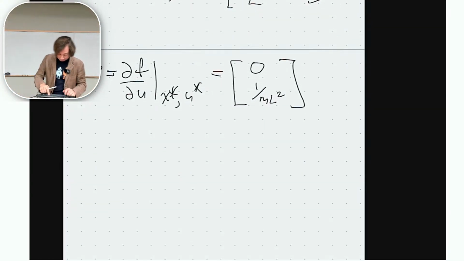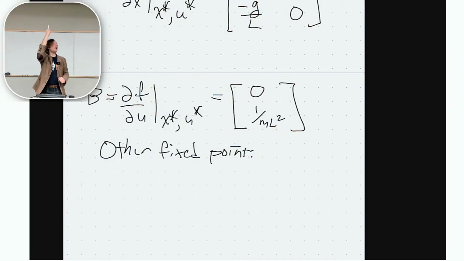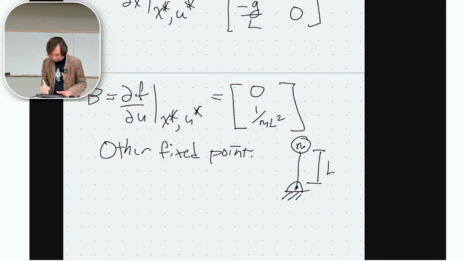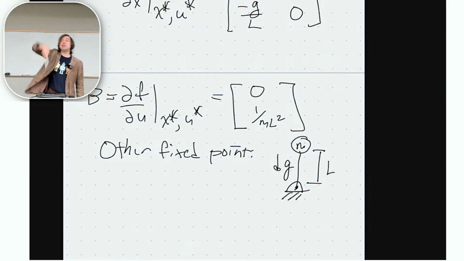Glad you asked. Let's do the other fixed point. Where's up high? Looks like that. I haven't drawn a picture in enough time here. We know intuitively what's going to happen to that pendulum. You poke it, it goes down. It might come back on the other side. Well, it's not coming back the way it came, at least not right away.